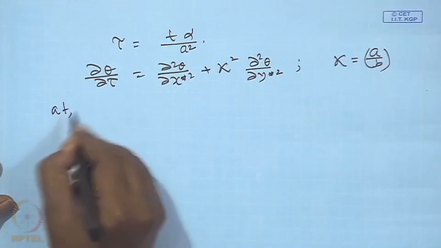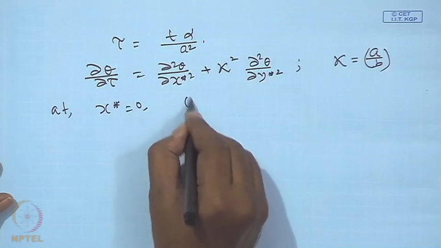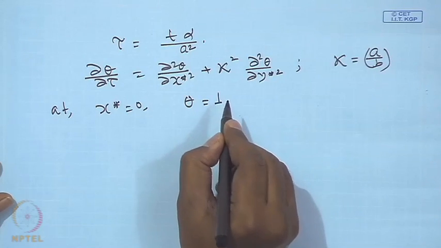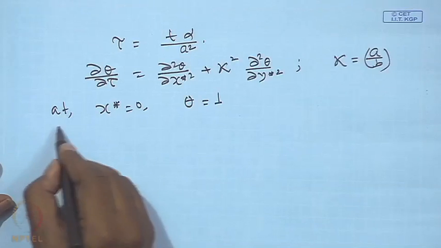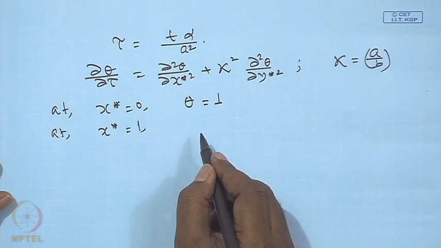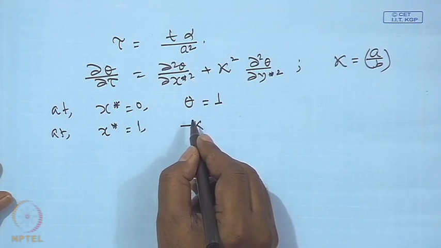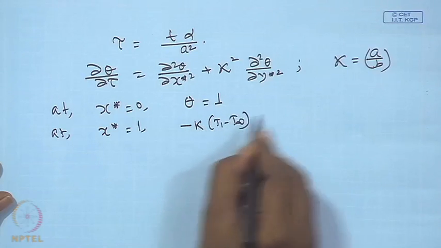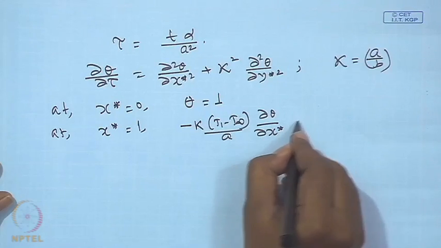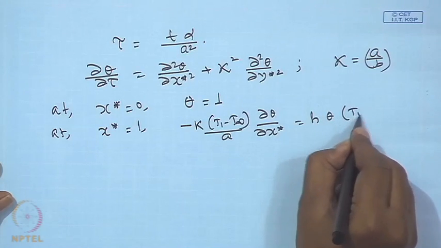So, at x is equal to 0, that means at x star is equal to 0, T is equal to T 1. So, therefore, theta is equal to T 1 minus T infinity divided by T 1 minus T infinity. So, theta becomes 1. So, that is the boundary condition at x star is equal to 0. At x star is equal to 1, that means at x equal to a, this becomes minus k, theta times T 1 minus T infinity del theta del x divided by a del x star is equal to h theta into T 1 minus T infinity.